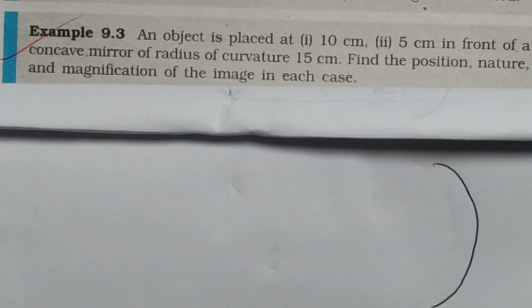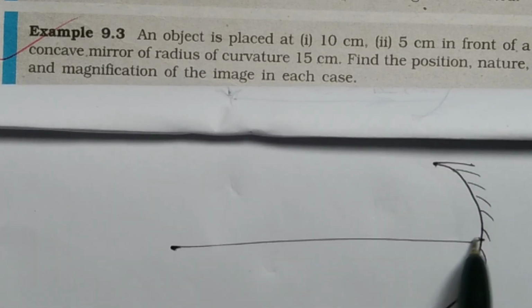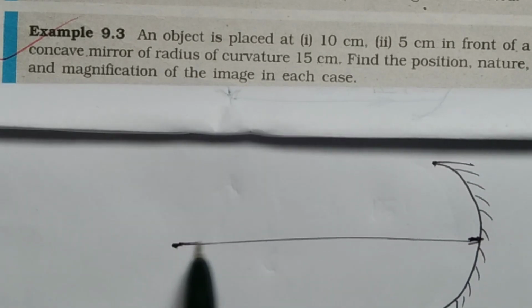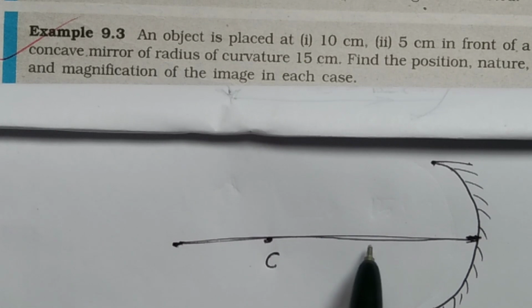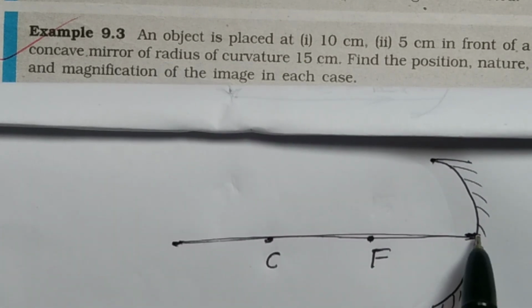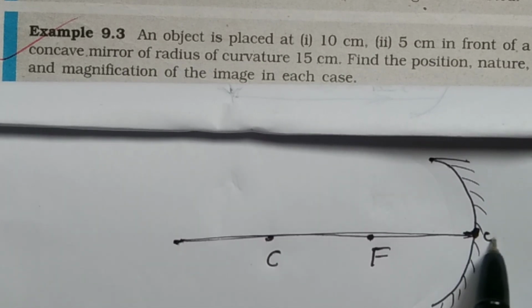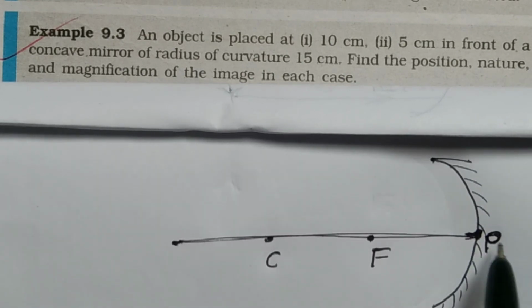Suppose this is a ray diagram. This is a concave mirror. This is called the principal axis. This is the center of curvature, focus. This is O, that means origin. Yeah, we can say that pole, right? Pole, P.